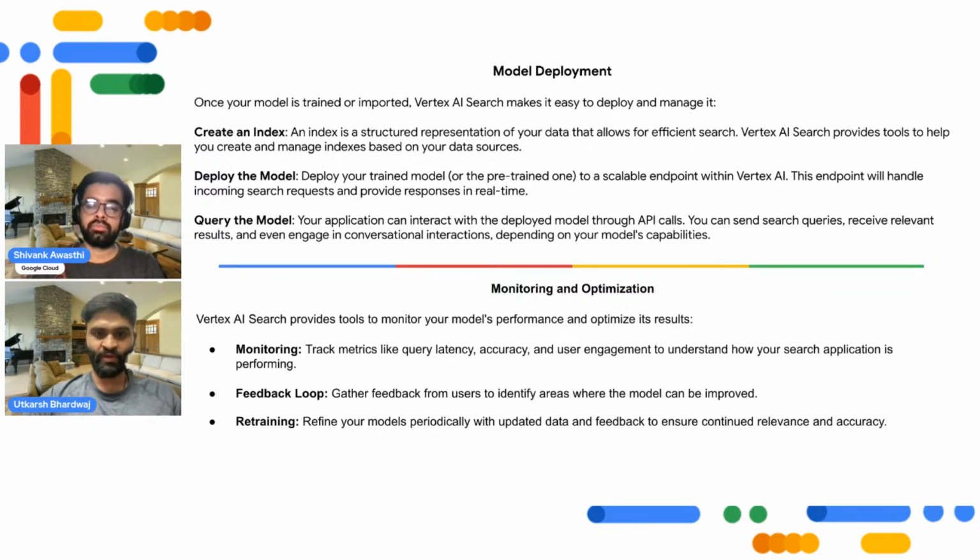Then comes the monitoring and optimization part. Vertex AI Search provides tools to monitor your model's performance and optimize its results. So you can track metrics like query latency, accuracy, and user engagement to understand how your search application is performing. You can gather feedback from users to identify areas where the model can be improved. You can refine your models periodically with updated data and feedback to ensure continuous relevance and accuracy.